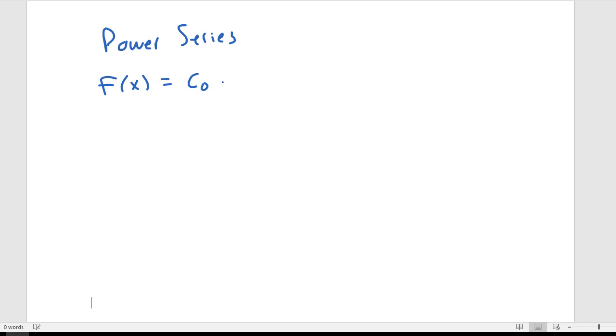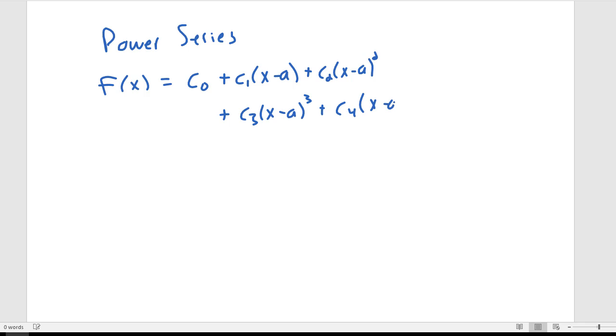We'd say here's the zeroth coefficient, that's the constant term. And then we'd have c1 times x minus a to the first power, c2 times x minus a to the second power, let's say c3 times x minus a cubed, and we would have a fourth degree term, plus dot dot dot. So this would be an infinite series.